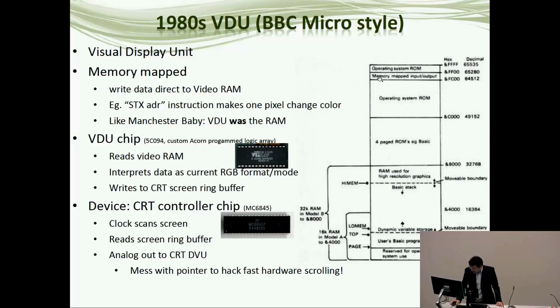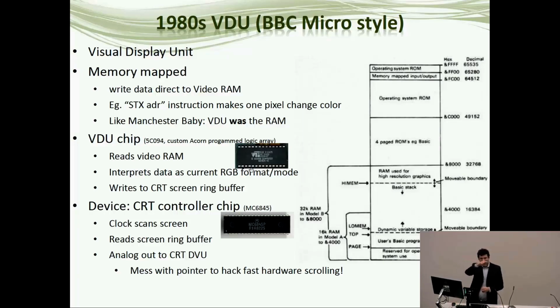So to light up a pixel on a BBC Micro, you just have to store a number at one of these locations. This appears as regular RAM. The hardware is a little different because when you've written that thing to RAM, there's wires coming out of the back end of that RAM and taking it into what is called a VDU chip. It's this visual display unit, kind of the old name for a small graphics card. So this thing would read the video RAM, translate it into RGB, red, green, and blue channels, and then write stuff out to a ring buffer.